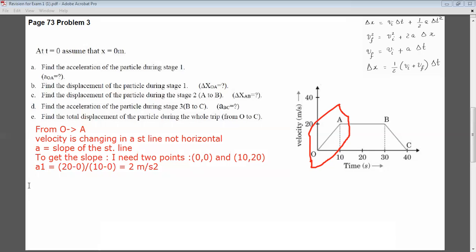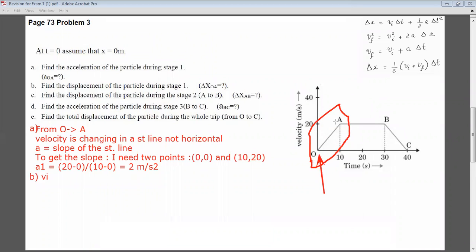Find the displacement of the particle during stage 1. So this was part A. Now part B. Find the displacement of the particle during stage 1. So what information do I have? I have the initial velocity. How much is the initial from the graph? It's 0.